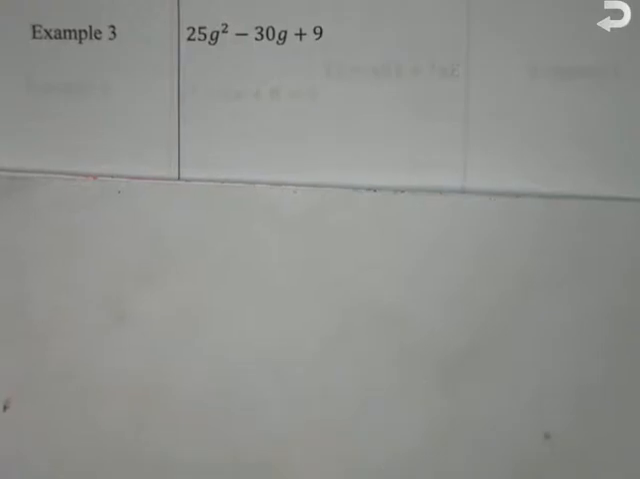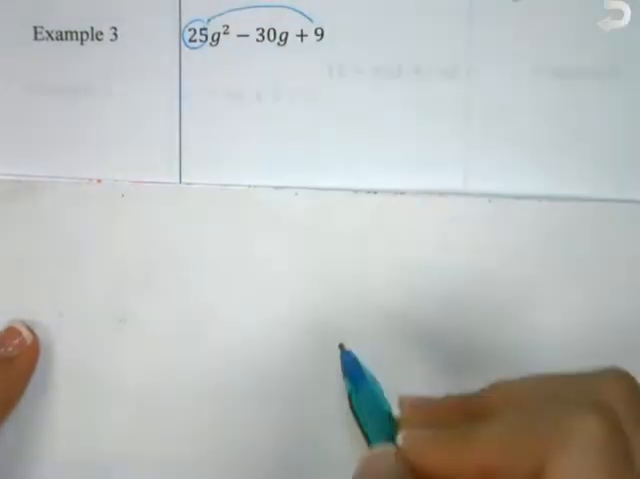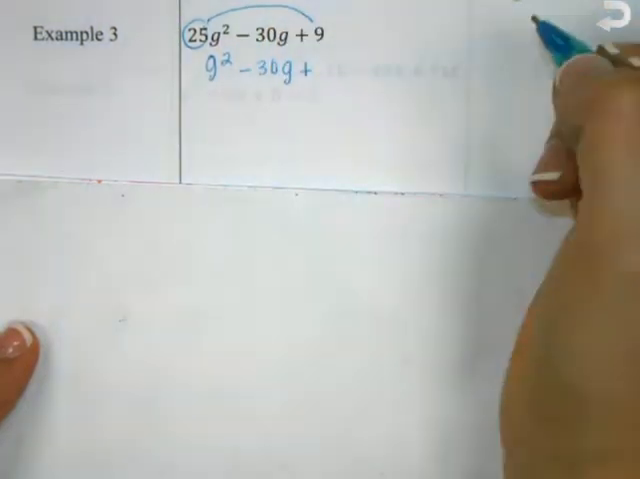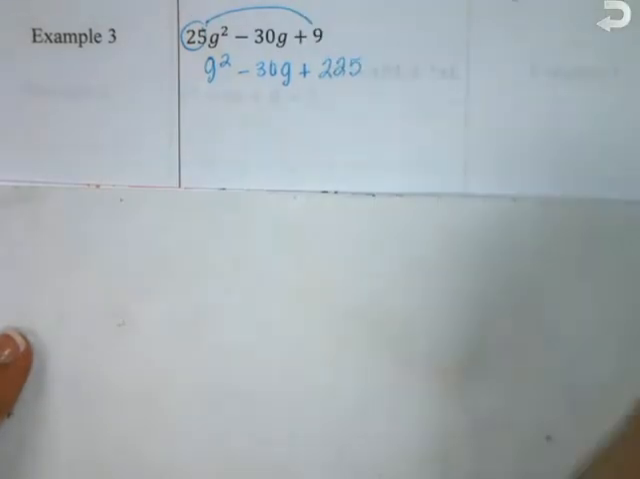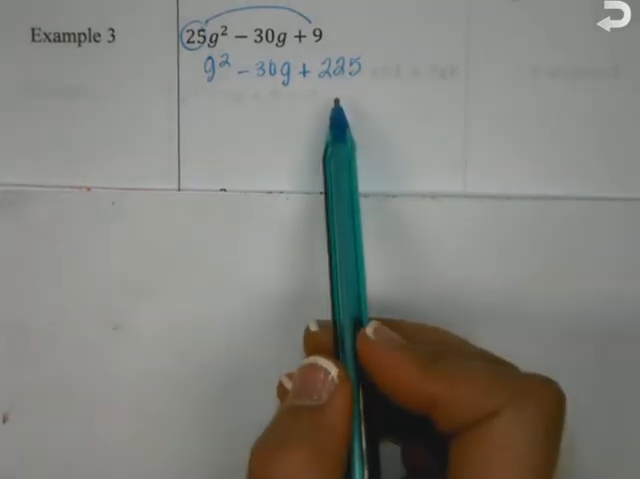If we do bottoms up, we would have to multiply 25 times 9, which would give me g squared minus 30g plus, what's 25 times 9? 225? Is that what you got? Okay, so can you find the numbers that multiply to 225 and add up to negative 30? That's going to be a lot of work. Okay, you can do all that extra work if you want to, but what do I notice?